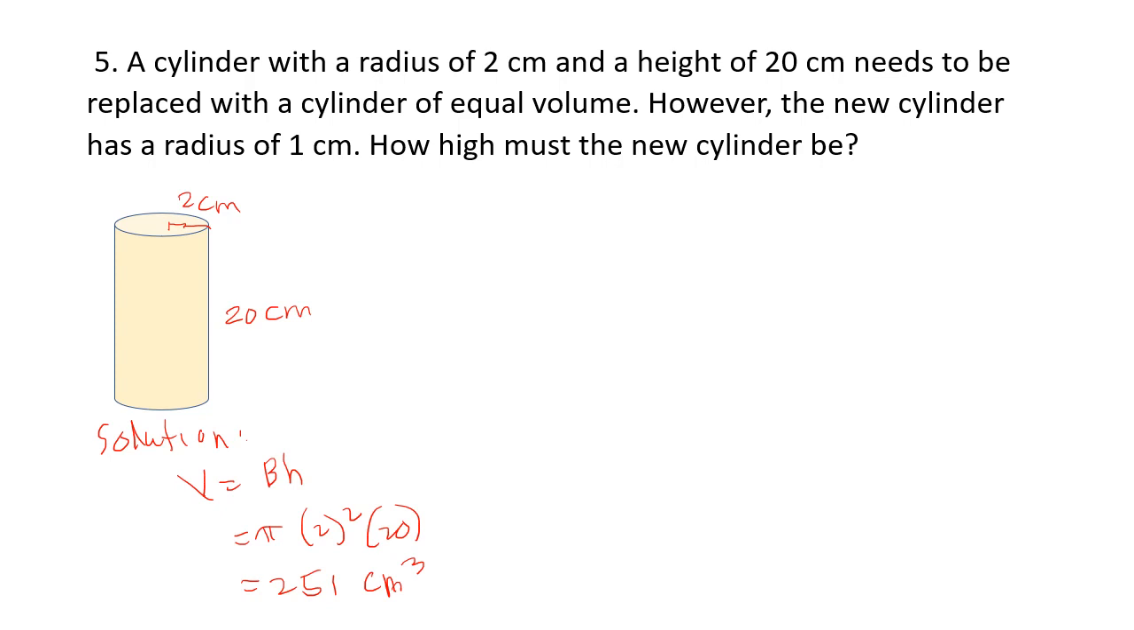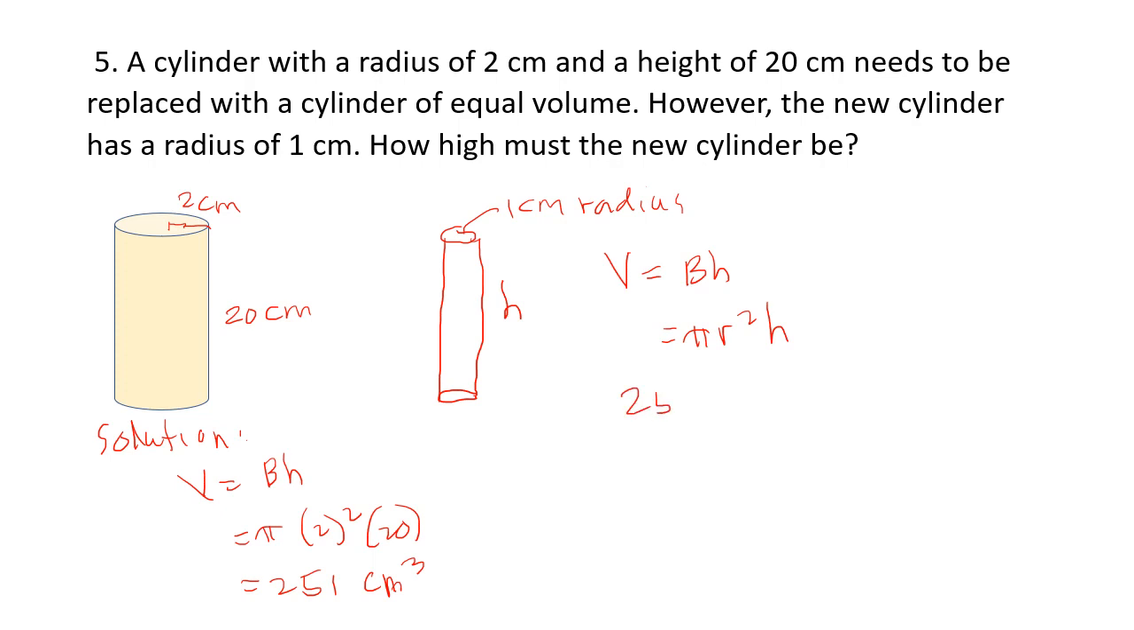The new cylinder is replaced with a cylinder of equal volume. So this one would be replaced with another cylinder but of equal volume. This one is your H, and you have a 1 centimeter radius. But your volume, volume equals BH, equals pi r squared times h.